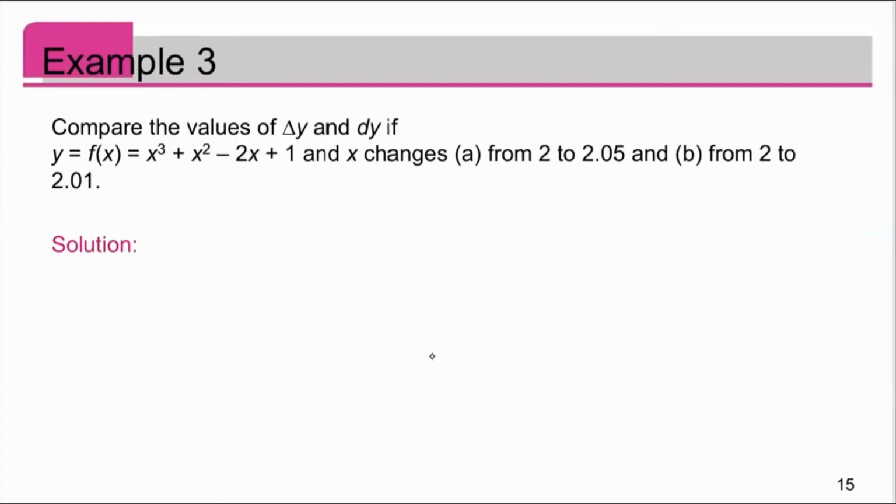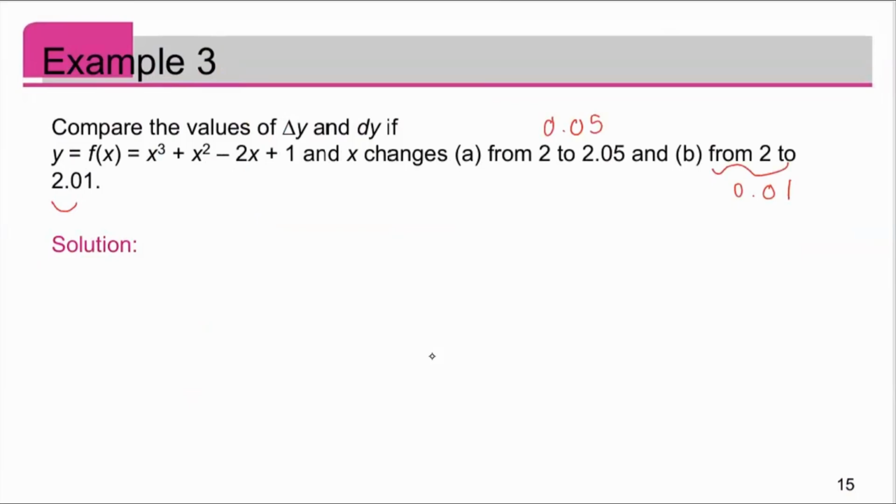So we want to compare the values of delta y and differential dy. If y equals f of x equals x cubed plus x squared minus 2x plus 1, and x changes first from 2 to 2.05, meaning that the change that happens to x here is 0.05. And then the second one, we want to compare what happens when x changes from 2 to 2.01. So the change is 0.01, meaning that the second one is closer to the point where we construct the tangent line, sort of.